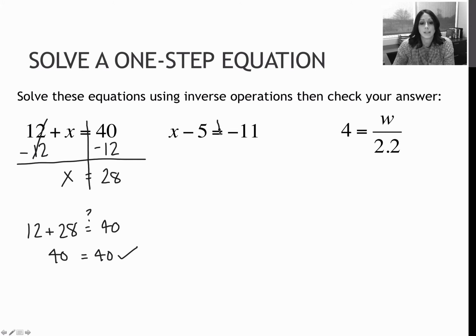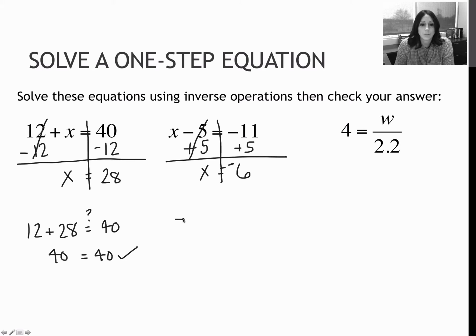Let's look at the second one. Again, I'm going to draw my wall. I'm looking at x. The operation that has been done to x is to minus 5. The inverse operation or opposite of subtraction is addition. So I'm going to add 5 to each side. On this side, minus 5 and plus 5 is 0. They cancel out, and all I have left is x. On the right side, negative 11 plus 5, remember those are opposite signs, so I find the difference, which is 6, and give it the sign of the bigger number.